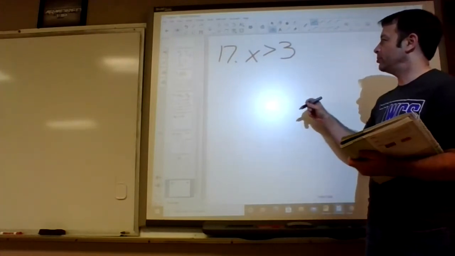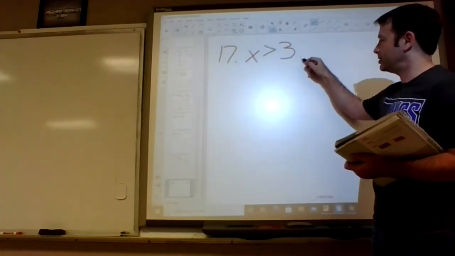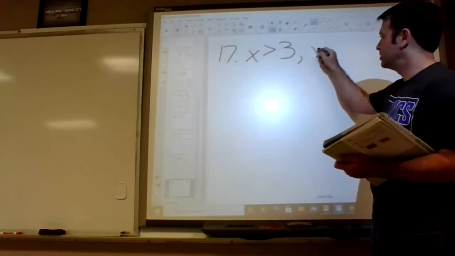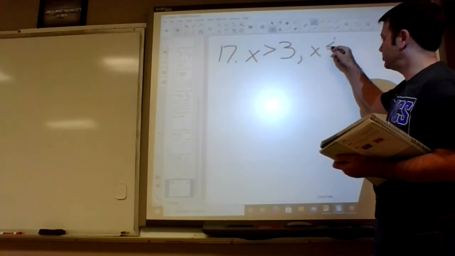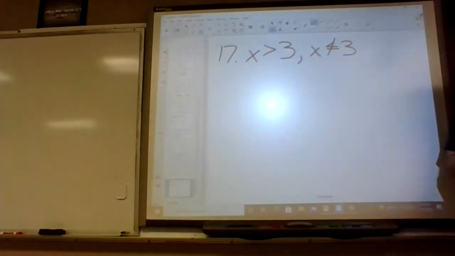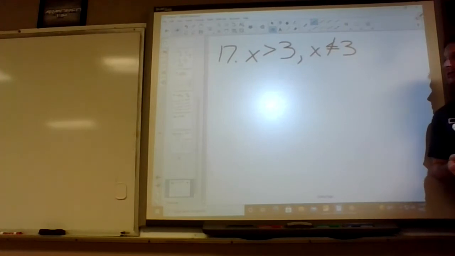Okay, what would the negated inequality be? X is less than or... What's the opposite of greater than? Less than or equal to. And then you put the not symbol on it. So don't forget that these problems have 2 answers when you go back and do it.